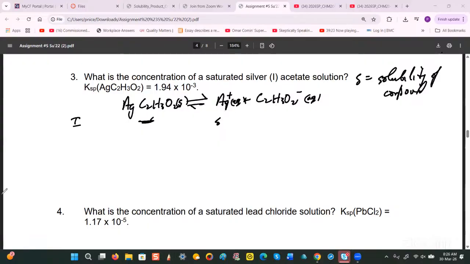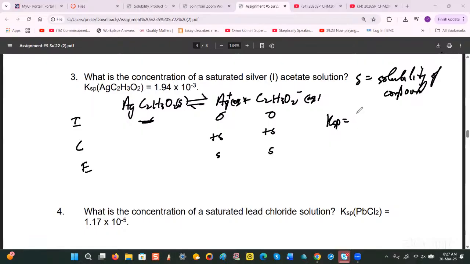But I just realized I made a mistake. Initially, you'd have none of these. I'm sorry about that, so let me correct myself here. This will be 0, this will be change. If S is the solubility, then the change in concentration of the silver is going to be plus S, and the change in the acetate concentration is plus S. So at equilibrium, you're going to have S and S here, and therefore we can write down the KSP expression.